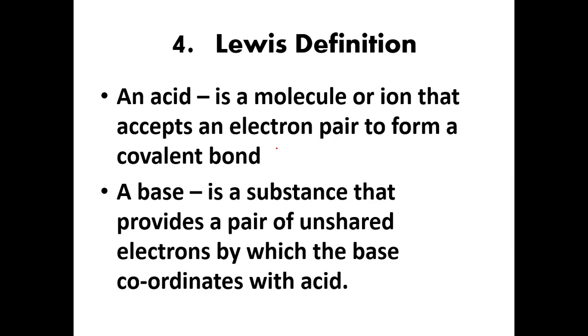If there's an ion and it's able to accept an electron pair to form a covalent bond, then it qualifies to be an acid. Now, whenever there's a covalent bond and there's donation of the electron pair by just one species, we call that a dative bond, or dative covalent bond. So whenever there's a formation of a dative covalent bond, then we are likely to have an acid and a base inside the system. And the base is the other way around. A base is a substance that provides a pair of unshared electrons by which the base coordinates with the acid, or simply, that species that will donate the pair of electrons is the base.